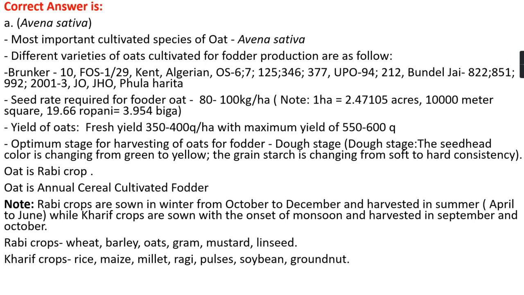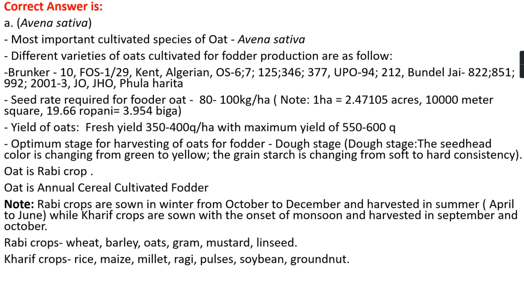The seed rate required for fodder oat is 80 to 100 kg per hectare. Note that 1 hectare is equal to 2.47 acre or 10,000 meter square or 19.66 ropani or 3.95 bigha. The fresh yield of oat is 350 to 400 quintal per hectare per annum, with maximum yield of about 550 to 600 quintal.